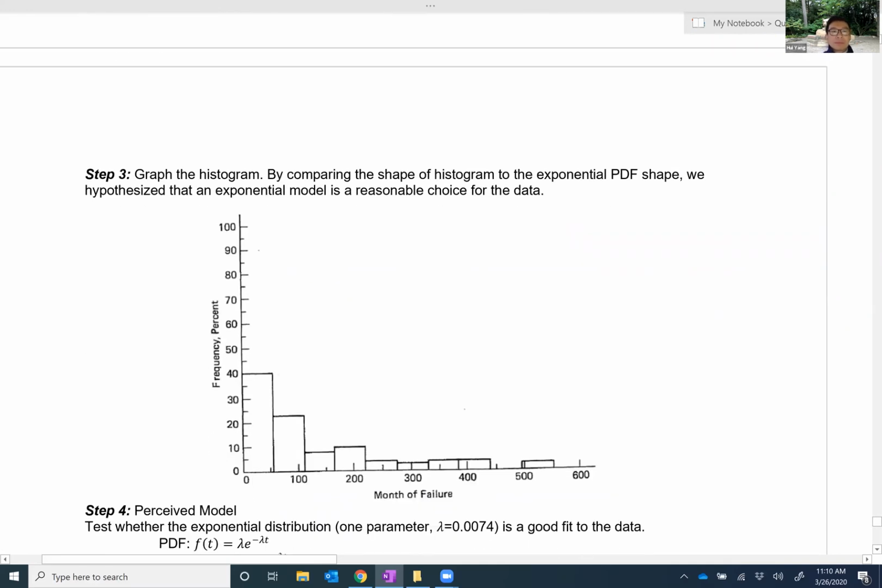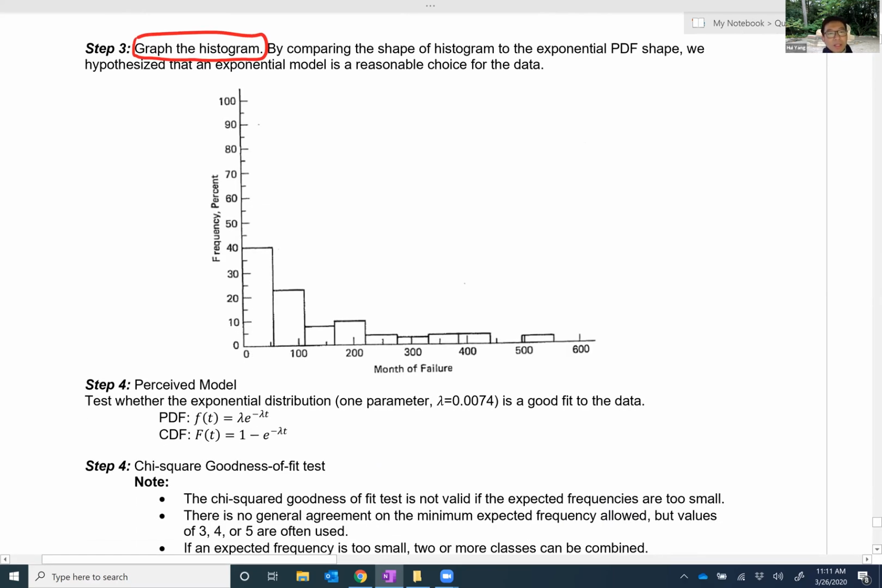So step 3, we are going to graph the histogram. By comparing the shape of the histogram to the exponential PDF shape, we hypothesize that an exponential model may be a reasonable choice for the data. Okay, so this is our histogram. We have 40. Now, if we want to calculate the probability in this region, maybe this is our exponential model. And this is our observed.